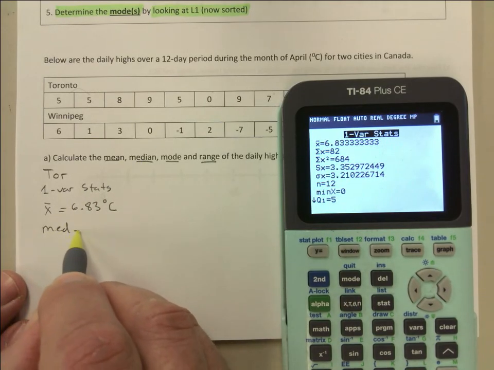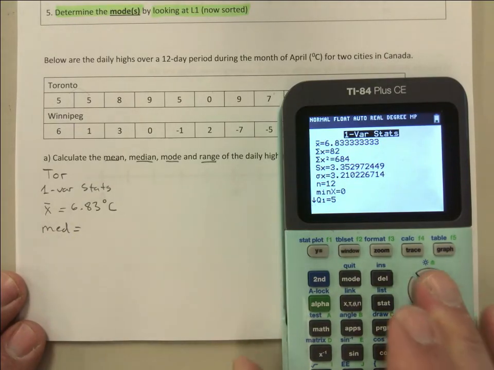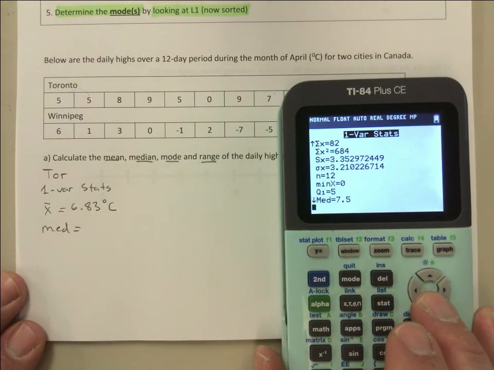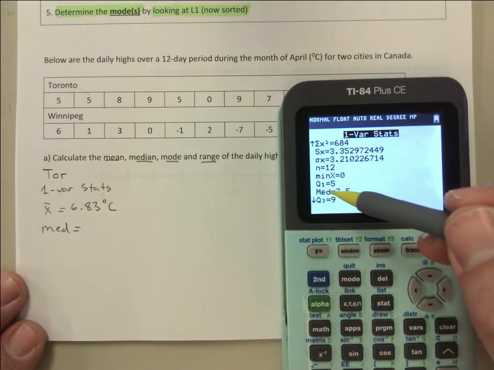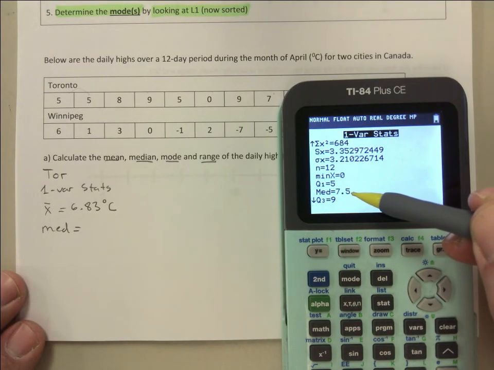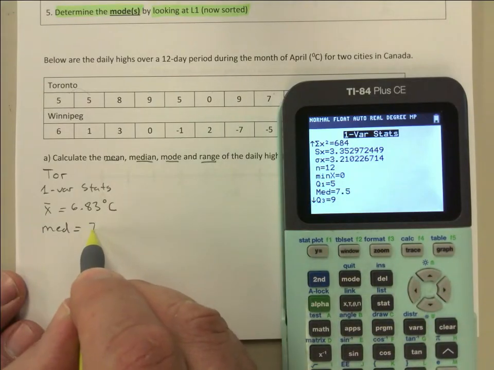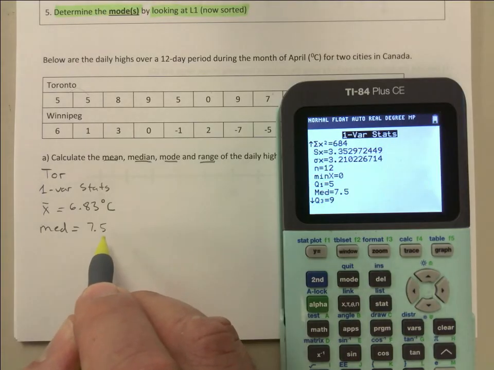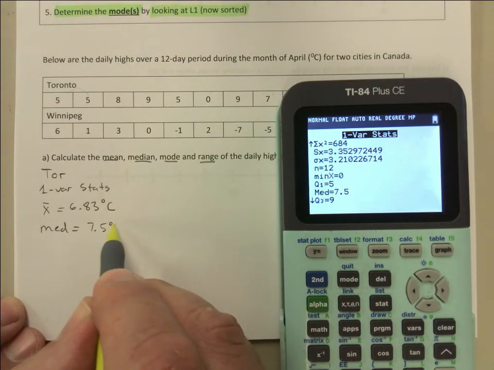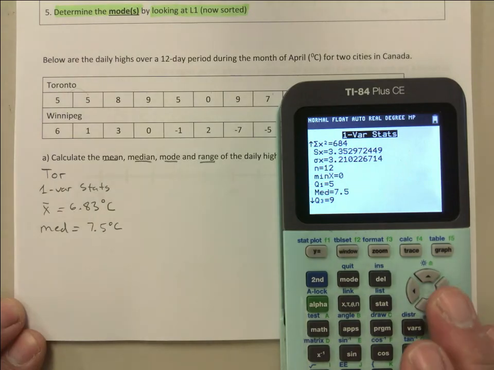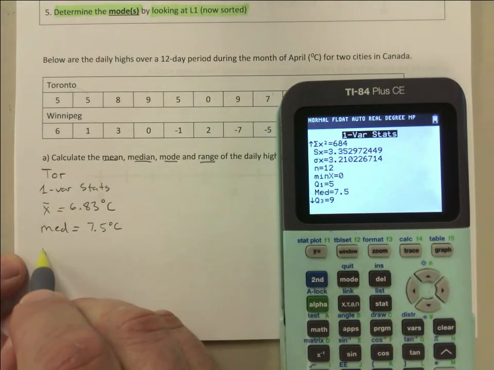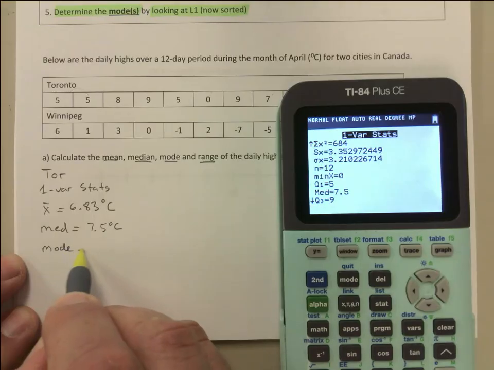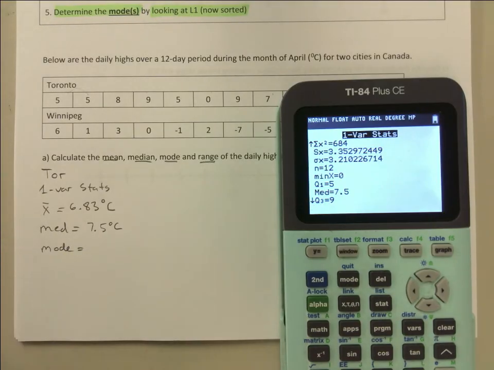Median is, you have to scroll down a bit until you see median right there. 7.5. Don't round to a whole number. I know with that example I did earlier with you, I did. That was just simplified. Mode, I will do that a little later. Okay, mode, I have to go back to L1, so let's leave that for now.